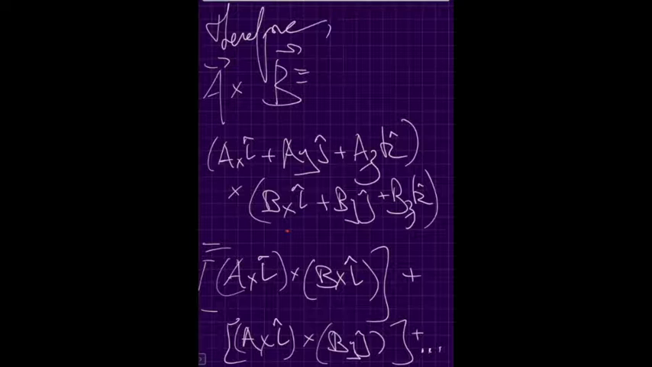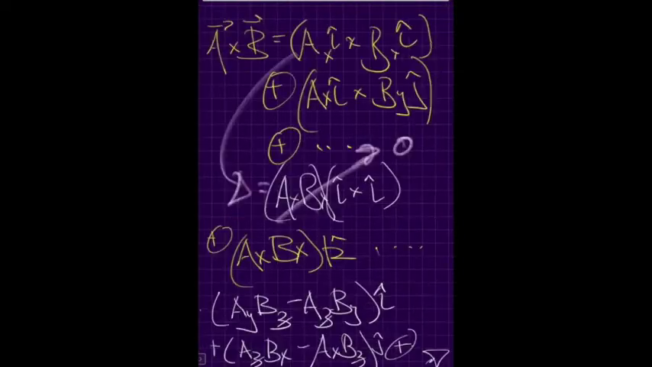And then the next term would be AX i hat crossed with BY j hat. Exactly, et cetera, et cetera. So let's look term by term, like the first term here.